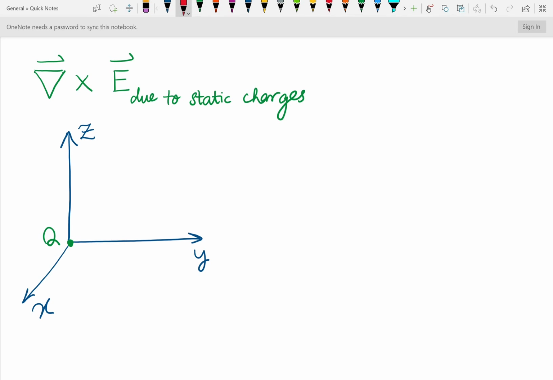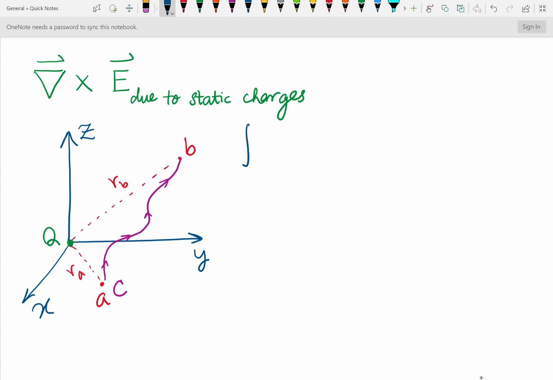Now let me take 2 points A and B in the space. The distance of point A from the charge is RA, and the distance of point B from the origin or the charge is RB. Now consider a path C. Consider a path C directed from A to B. The path is directed from A to B. Let's call it C.